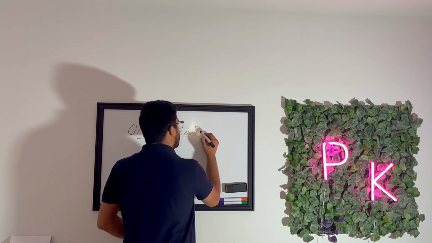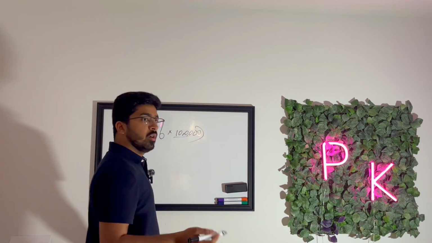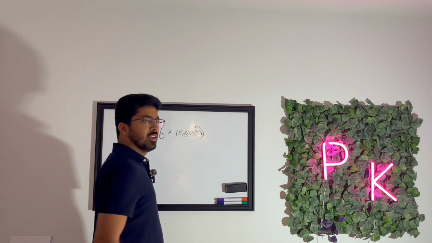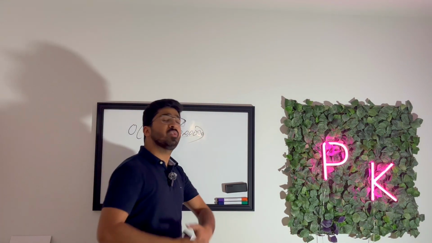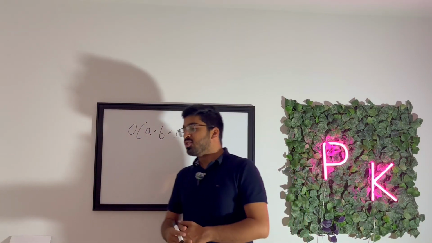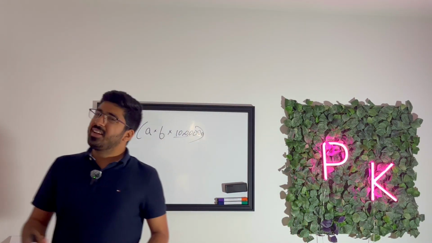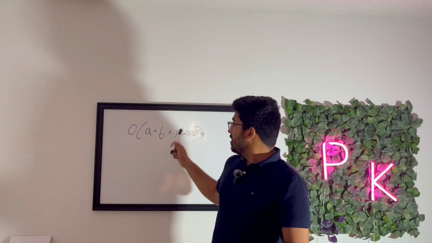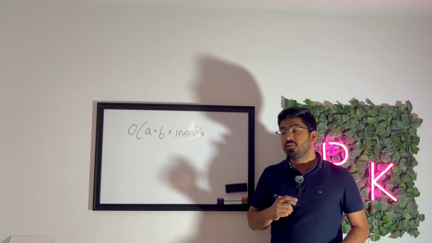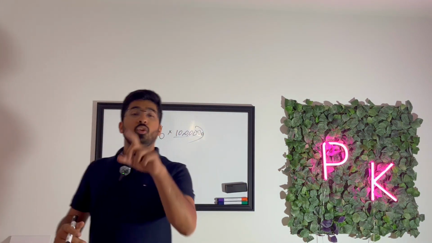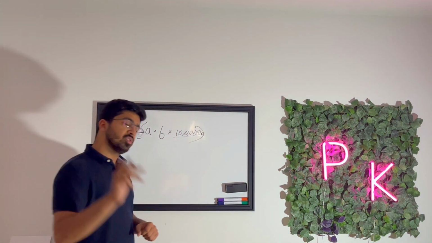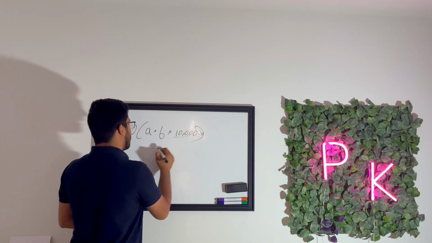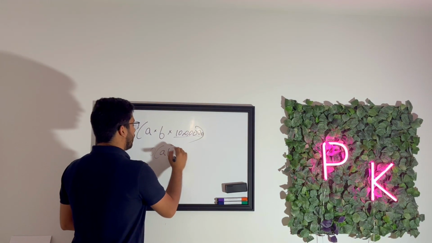What if it was 100,000? What if it was a million? Right? What if it was a billion? What if it was 100 billion? Right? So there people start saying, well, A and B, I don't know how much they matter, but this number is really big, so it must have an effect on time complexity. You're not wrong, but we should still remove it and say the time complexity is O of AB.